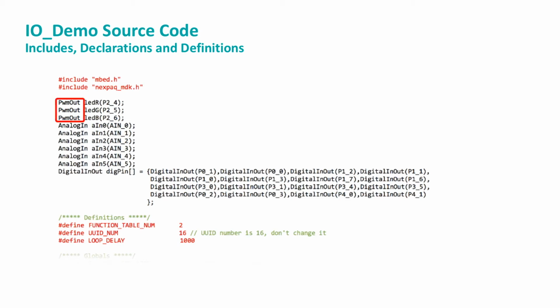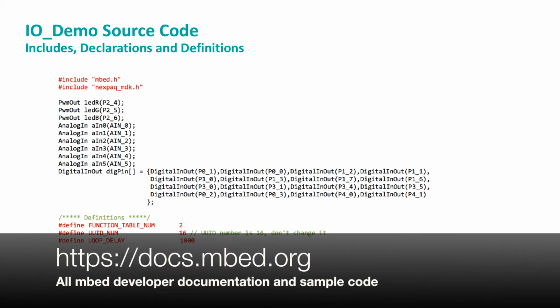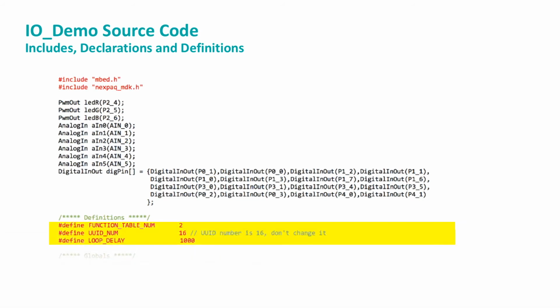The types you see here, PWM-out, analog in, digital in-out, are object classes defined in the Embed OS. You can find the documentation for these and all other object classes in the Embed documentation that can be found on the Embed developer website at docs.embed.org.